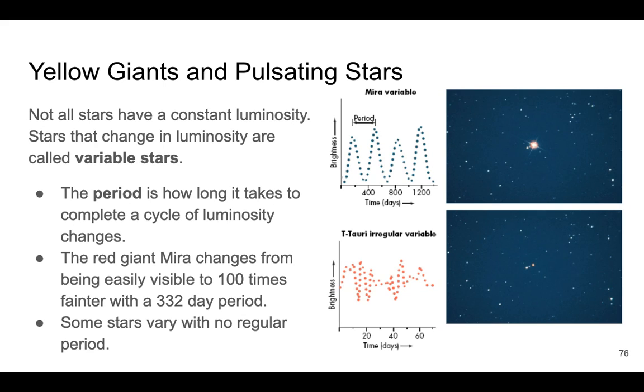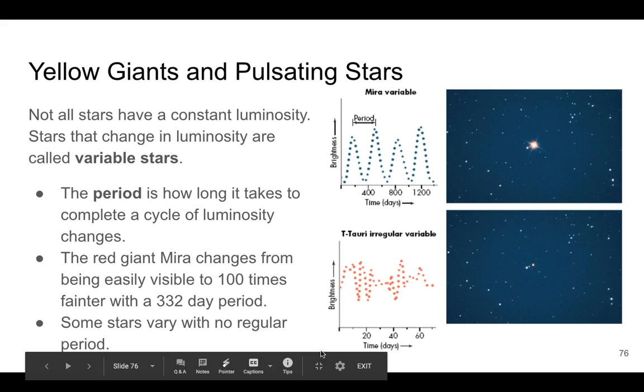Now we get to the yellow giants and pulsating stars, also called variable stars. So not all stars have a constant luminosity. Some of them are going to change in luminosity, and we call them variable because their luminosity is varying. So period, we use this a lot in physics and astronomy. Period represents a length of time. In this case, it's how long it takes for the star to go from its brightest to its dimmest and back to its brightest again.